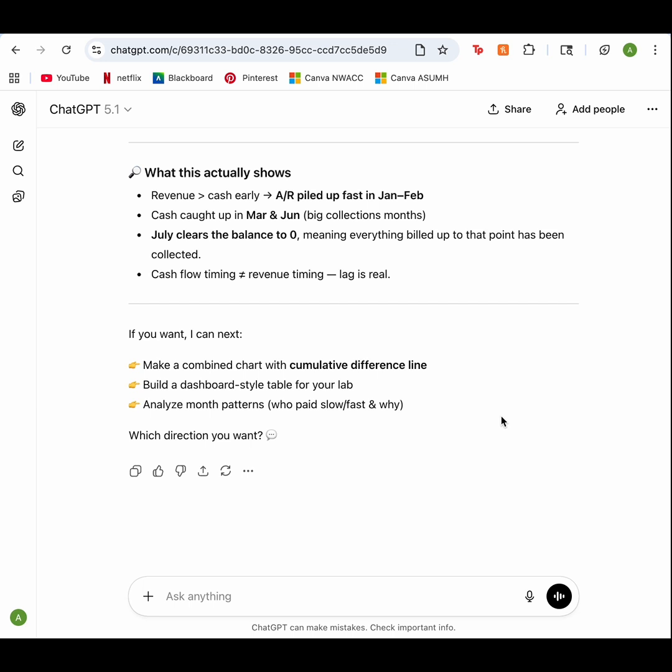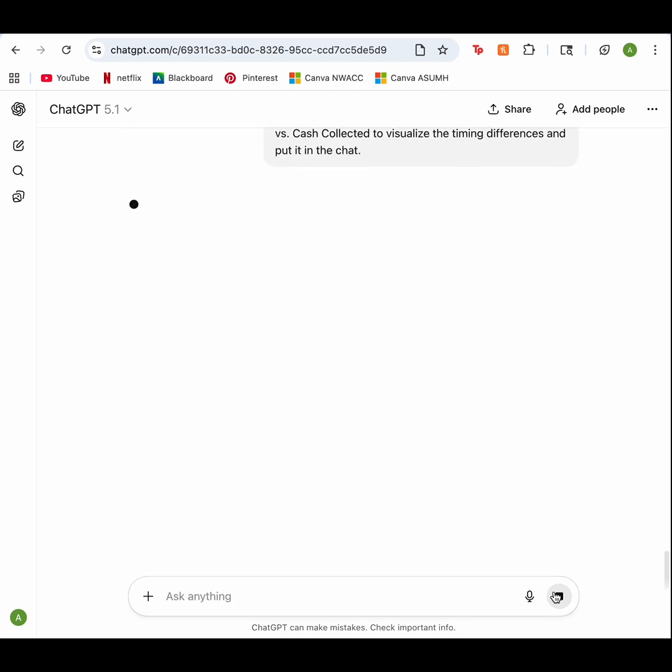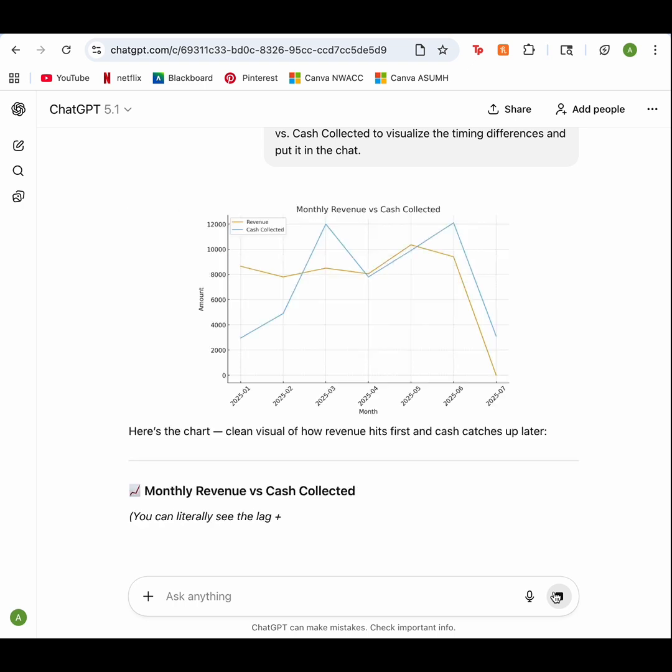Sometimes it is easier to visualize things. So we will ask ChatGPT to create a line chart that compares monthly revenue to cash collected and to put it in the chat. This chart visually shows the timing gap. If the revenue line, the orange line, is above the cash line, sales were recorded before being paid.